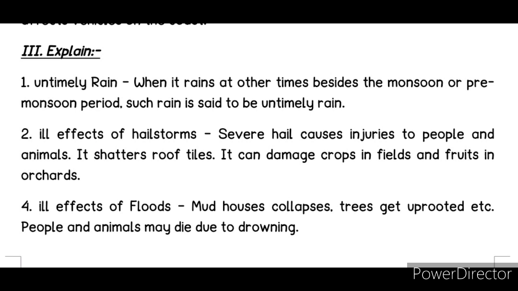Ill effects of hailstorms. Severe hail causes injuries to people and animals. It shatters roof tiles. It can damage crops in fields and fruits in orchards. Ill effects of floods. Mud houses collapse, trees get uprooted, etc. People and animals may die due to drowning.